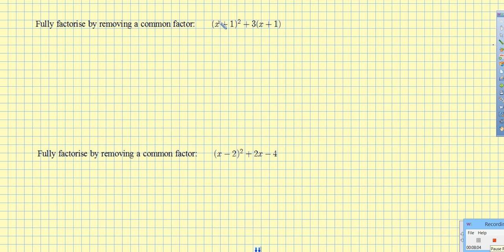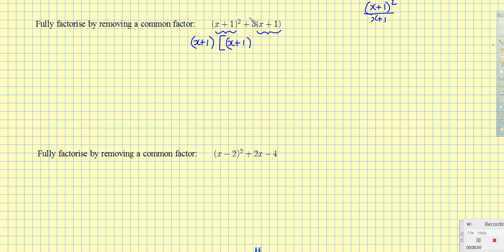Now, the expression that can be removed in this particular question, let's take a look at the first question here, is I've got an (x plus 1) squared and I've got an (x plus 1). Now, I have two x plus 1s here in the first term, and I have one x plus 1 in the second term. So technically, I could remove an x plus 1, and it's as if I were saying (x plus 1) squared over (x plus 1). So (x plus 1) squared divided by (x plus 1) gives me an x plus 1 left over.